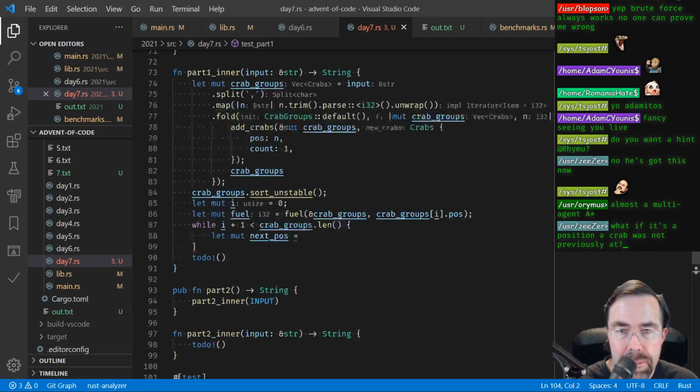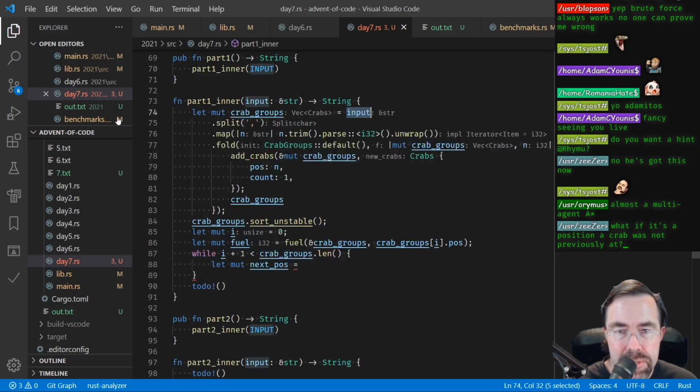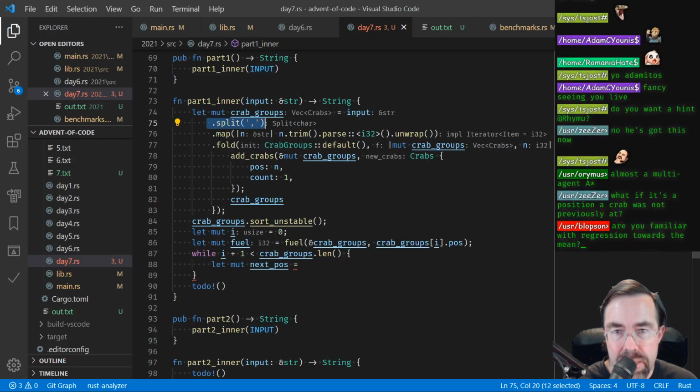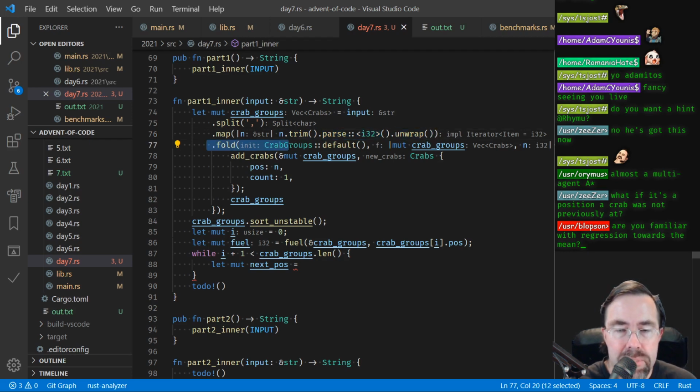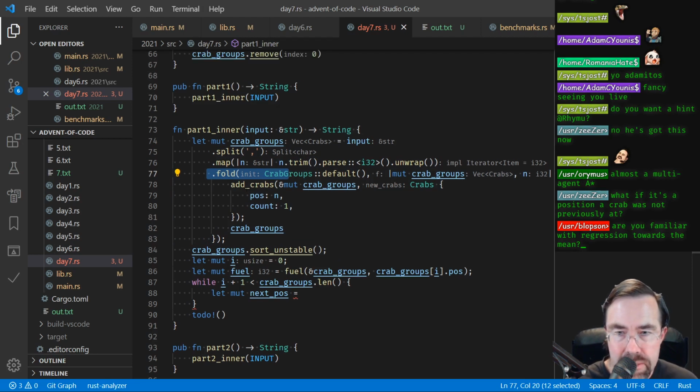So the idea is we take that input string and we split it on the commas, and then we map each thing that we split out, trimming the white space off, then parsing it as a 32-bit integer, and then crashing if it's not a number. And then fold is basically taking that list of numbers and folding them together into something, and that something is my list of crabs. So I have the default group is empty.